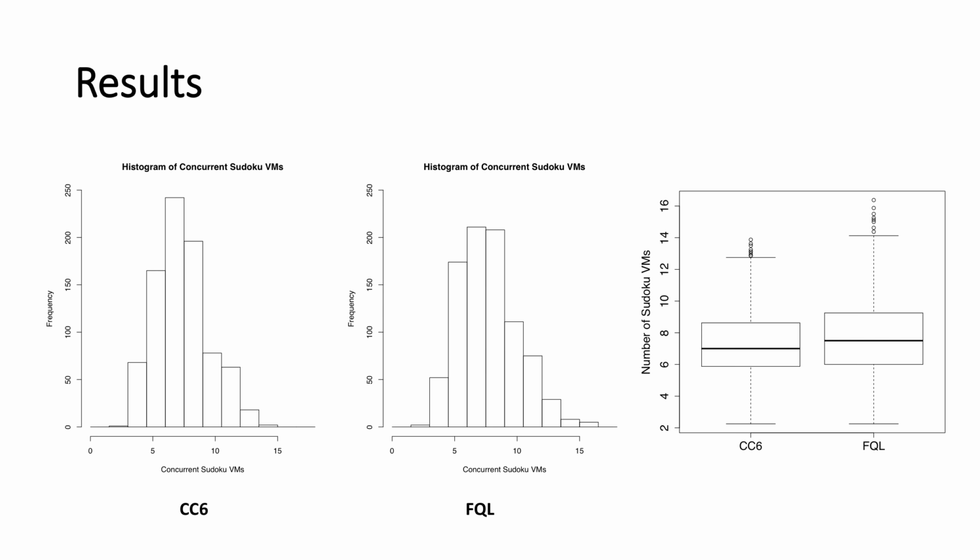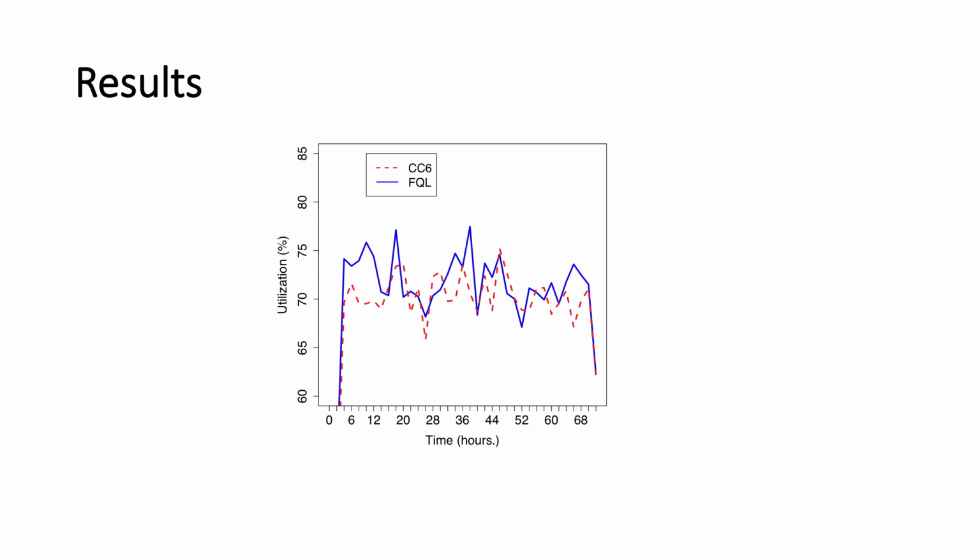In addition, a summary box plot is presented in the right figure, highlighting a 5% improvement in the number of concurrently running VMs within an already overbooked system. And finally, thanks to the FQL capacity controller, the overall utilization also rises, as shown in this figure, where the average utilization along the 3-day experiments is depicted.